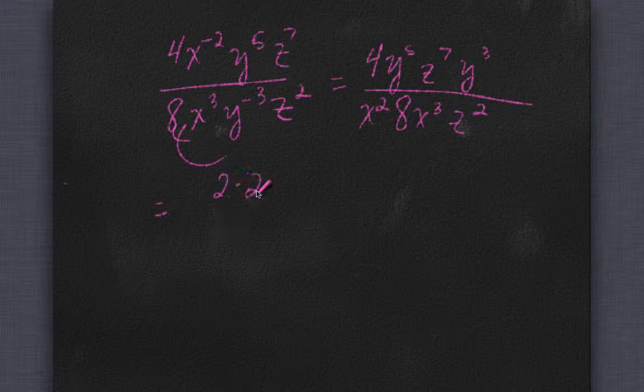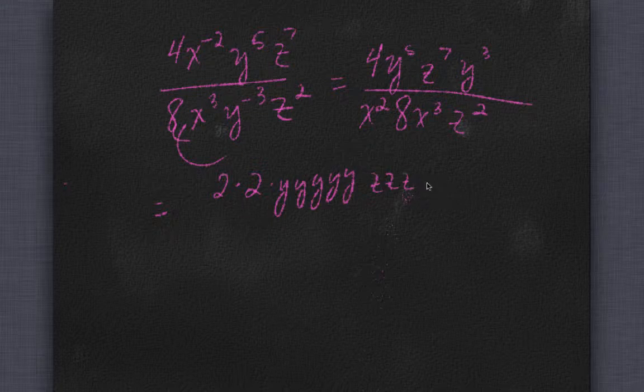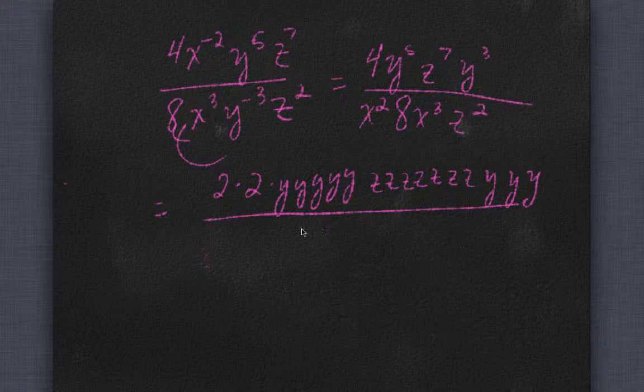So 2 times 2, y. Why did I make so many z? Y. X, 2, 2, x, z.